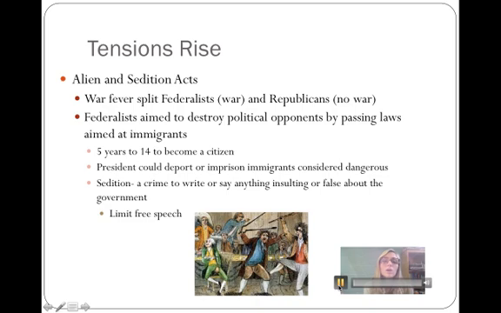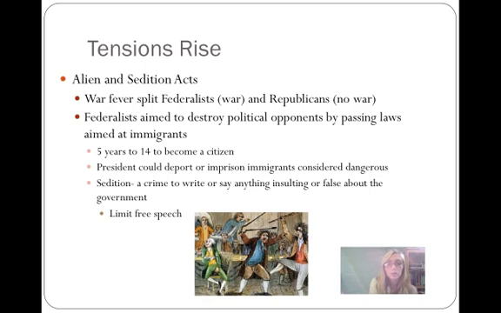Due to the split between Federalists and Republicans, we have what's called the development of the Alien and Sedition Acts. The Federalists aimed to destroy political opponents by passing laws aimed at immigrants. A lot of the people that supported the Republican side were immigrants to the country and trying to become citizens. So they passed strict immigration laws, and then they also passed laws that limited what people could say about the government, which would actually come in conflict with the Constitution.